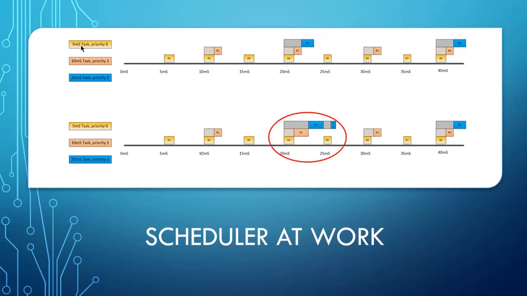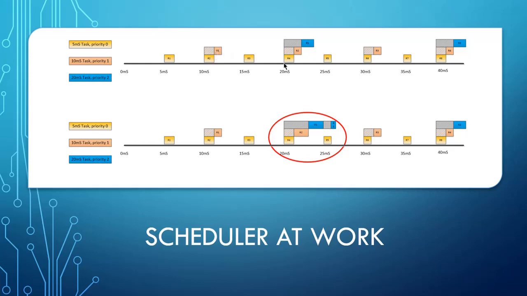We have 3 tasks, a 5, 10, and 20 millisecond task. The faster tasks are set to a higher priority. In an RTOS, priority 0 is the highest priority. And as we walk along here, we see that the 5 millisecond task runs, and then when the 10 millisecond task comes due, well, actually both of these are due because this is the second 5 millisecond interval. And since the 5 millisecond task has higher priority, it runs first, holds off the 10 millisecond task, and then when it's complete, the 10 millisecond task runs.